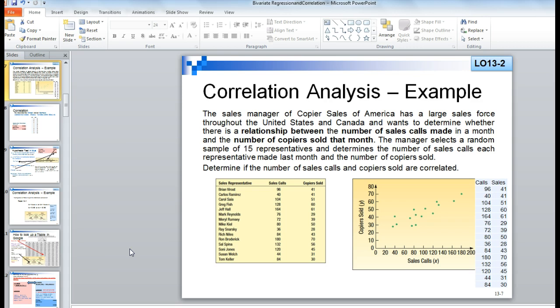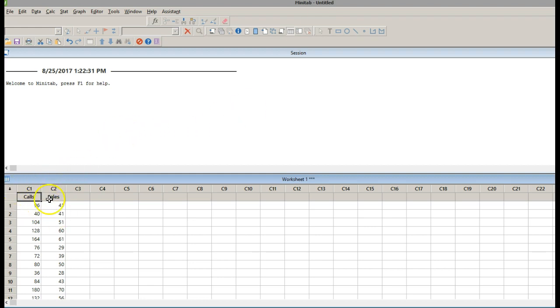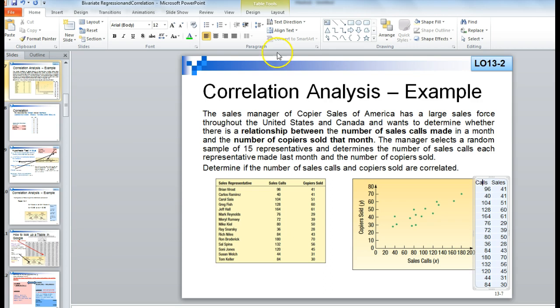So here's an example. Let's do a correlation analysis using Minitab. In this case, we are going to grab these data, and I couldn't get it to copy directly from here into Minitab, so I copied these data into Excel and then from Excel into Minitab. And here we go. We've got these data in calls and sales right here. Does everybody see that?